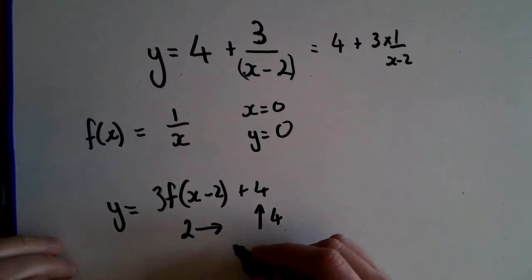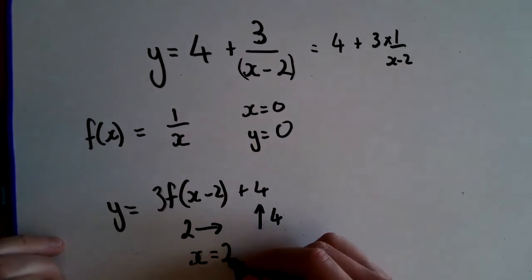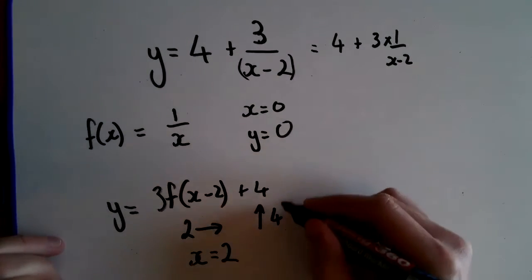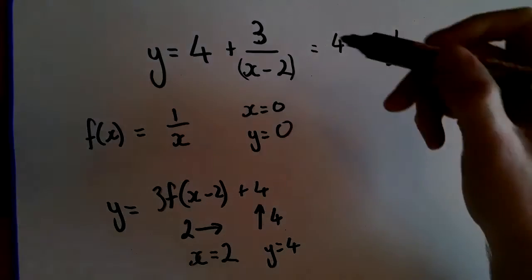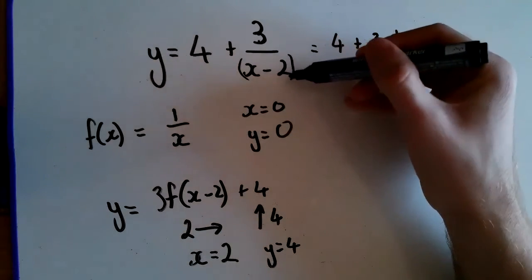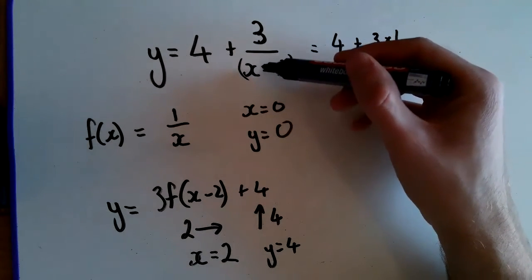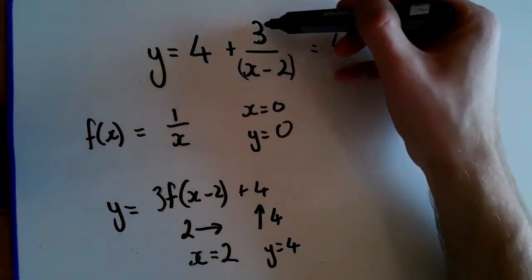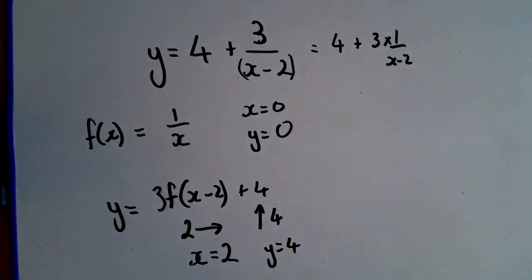So my asymptotes become, well, if I go along 2 on the x, I get x equals 2. If I go up by 4, I get y equals 4. Simple as that. Otherwise you can try and spot it just from looking at here. If you substitute 2 into there, you're going to get 0 in the denominator, which can't happen. So that's why x equals 2 is an asymptote, and 4 is an asymptote because this fraction can never be 0. 3 divided by a number will never give me 0.